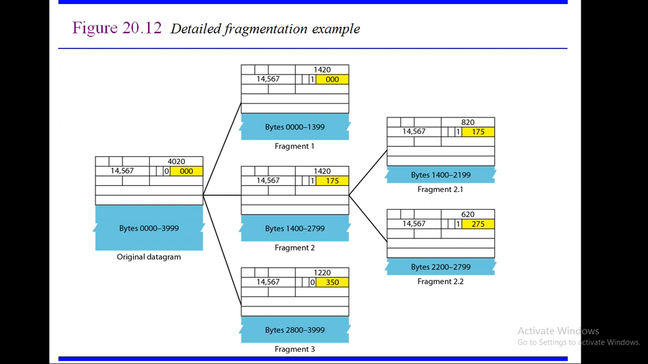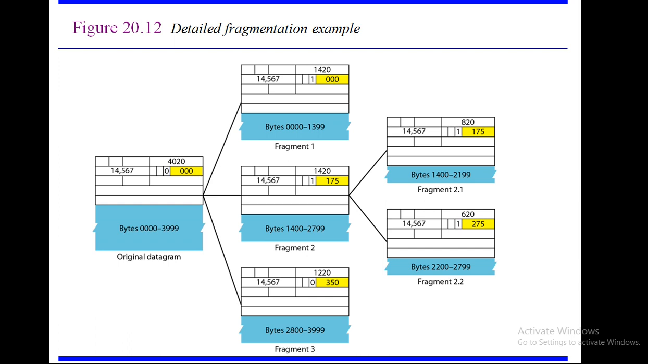Fragment number 2.2: the same identification is copy-pasted, which is 14567. Now the total size is 2200 to 2799. It means total 600. 600 plus 20, the header length, is 620.